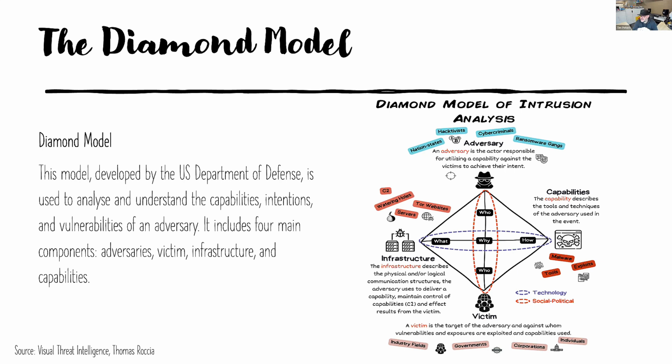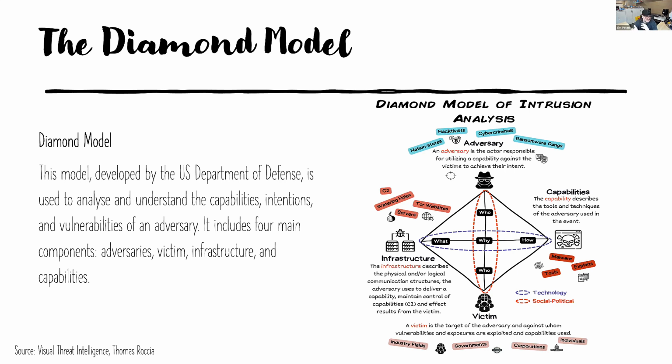So we can see on the right-hand side a little bit of a graphic. This is taken from the book Visual Threat Intelligence, which is a book that was recently released by Thomas Roccia. I recommend anybody that is interested in threat intelligence to go and purchase this book. It's about $19.